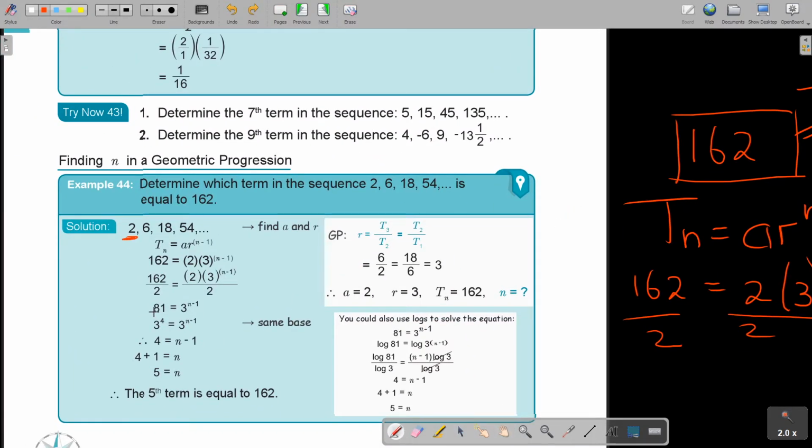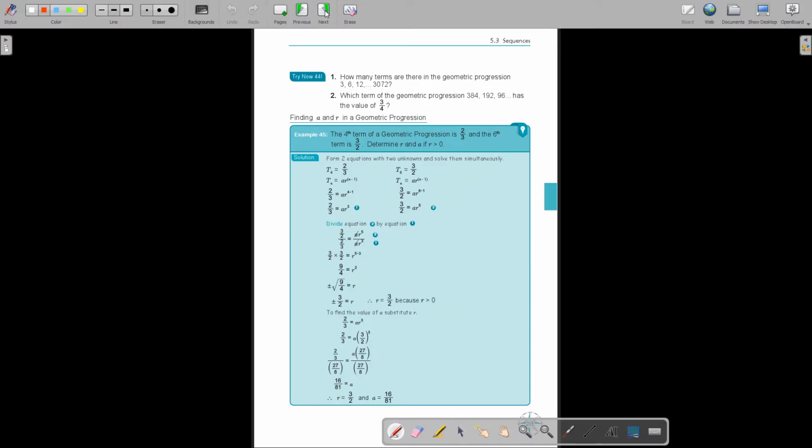Okay. Do you see? And then I basically just make the bases the same, just like I did in the previous video, but you can use logs also, where you put log on this side, and then if the bases are the same, one term equals one term, I say 4 is equal to n minus 1, and I just solve it, and it's the fifth term. Okay, there I showed you how to do it with logs. Okay, the next one.